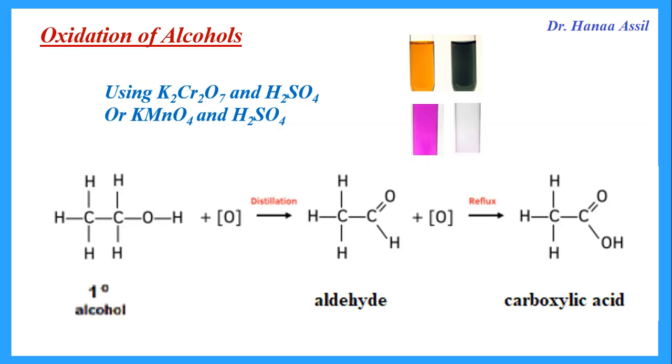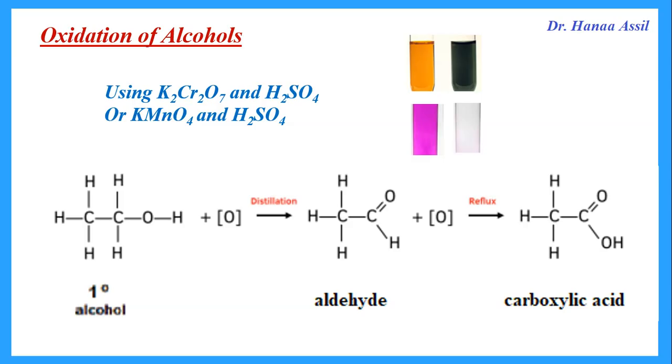So if we're talking about a primary alcohol, that means the OH is on one end. A primary alcohol can be oxidized to form an aldehyde, that functional group at the end where you have C double bond O H, that is an aldehyde. If I continue to heat the alcohol with the oxidizing agent, it will be oxidized to carboxylic acids. So primary alcohols can be oxidized to aldehydes. If further oxidized, it becomes a carboxylic acid.